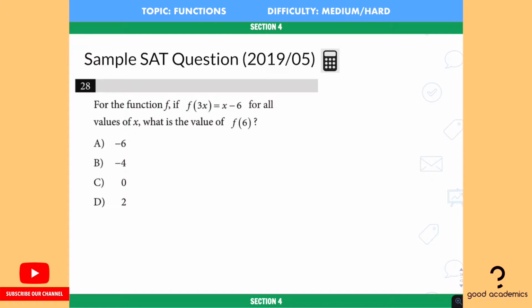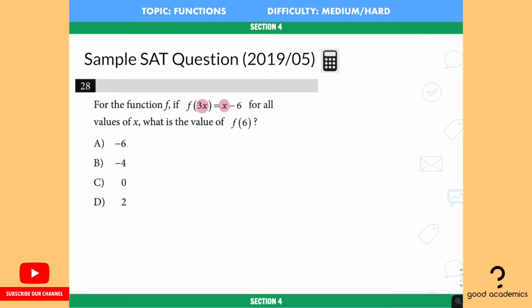It says that for the function f, if f of 3x is equal to x minus 6 for all values of x, what is the value of f of 6? Now, the key thing that's really challenging here is that on one hand, you're seeing 3x right here. On the other hand, there's an x.